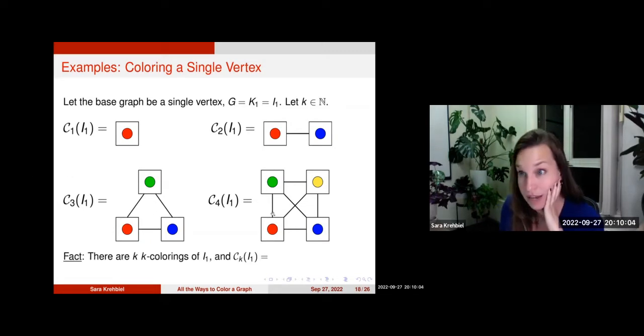So one pattern here is that I1 has K colorings. C1 of I1 has 1 coloring, C2 of I1 has 2 colorings, and so on. If I'm looking at the organization of those colorings as a graph, what does this graph look like? What type of graph?